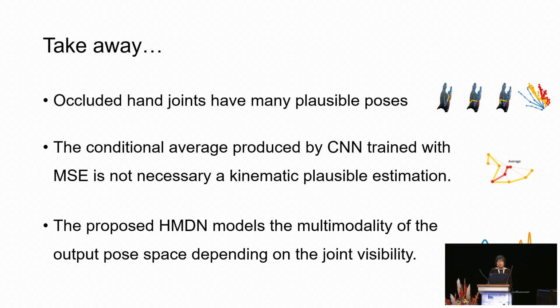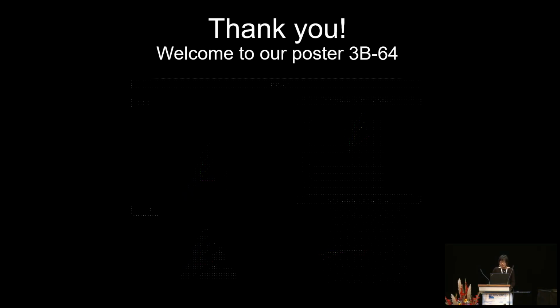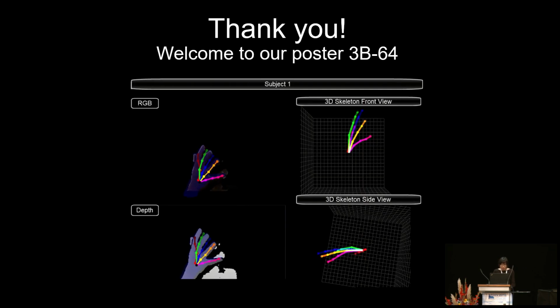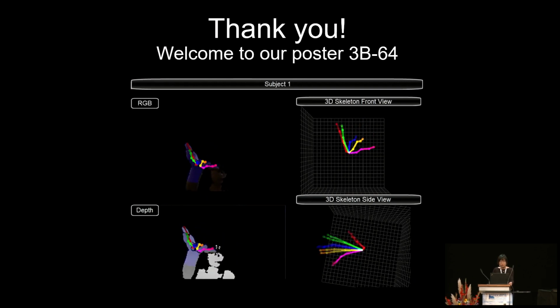For the takeaway message, we first propose the problem: occluded hand joints have multiple plausible poses, and the conditional average produced by a CNN trained with MSE is not necessarily a kinematically plausible estimation. We propose HMDN to model this multimodality of the output space depending on the joint visibility. And here we have a demo. The demo video shows the estimated results, especially for the occluded joints.